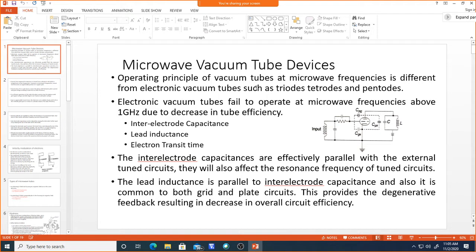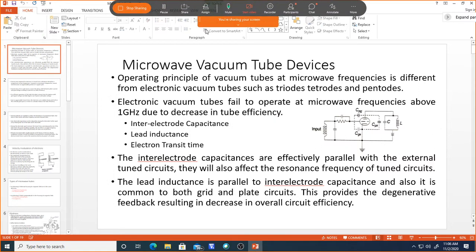If you take any simple circuit, a triode circuit, it will have the cathode, grid and plate. Here, this is the cathode, this is the grid at this position, and this is the plate. Generally, the cathode generates the electrons, which pass through the grid and should be collected by the plate.